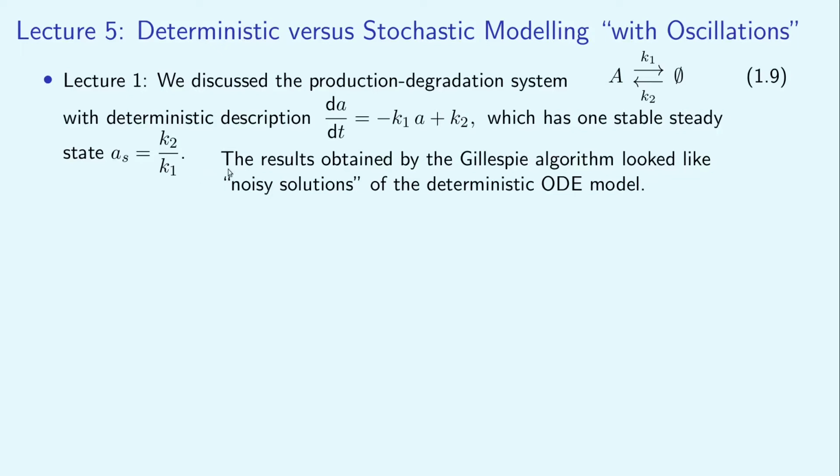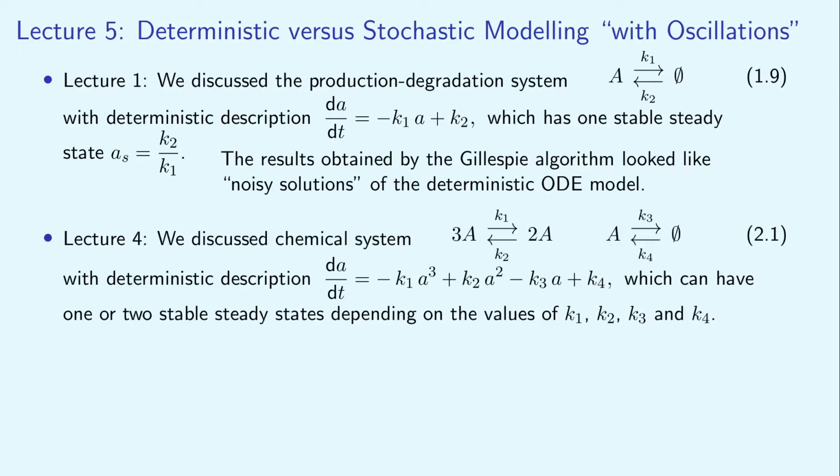We also observe that the results obtained by the Gillespie algorithm looked like noisy solutions of the ODE model. In fact, the classic deterministic ODE description provided the exact description of the average behavior of the stochastic model. In Lecture 4, we discussed the chemical system 2.1 with the following four chemical reactions. The corresponding deterministic description was given as this ODE with a cubic polynomial on the right-hand side.